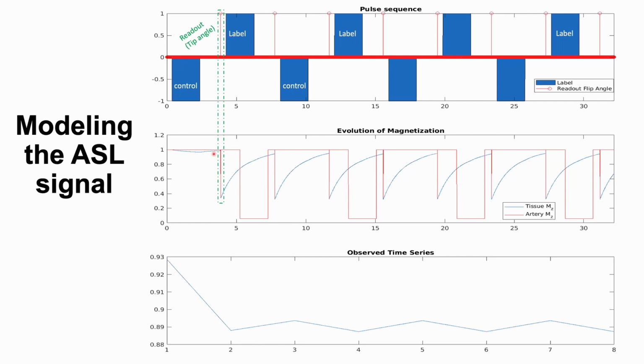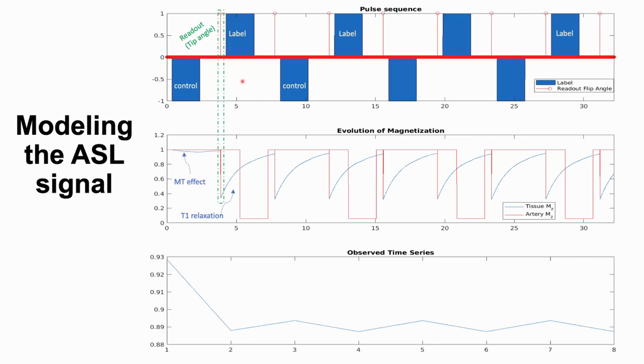When you read out, you perturb the magnetization in the arteries, but that washes away, and you perturb the magnetization in the tissue. So you tip down, and then that has to do its T1 relaxation. And during the control, you notice that there are magnetization transfer effects, which essentially kill off a little bit of your magnetization. So that's something we account for.